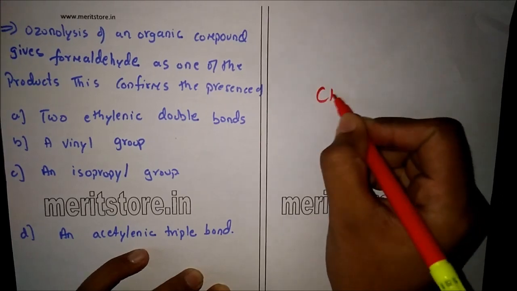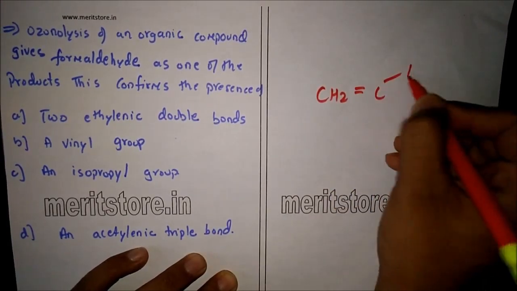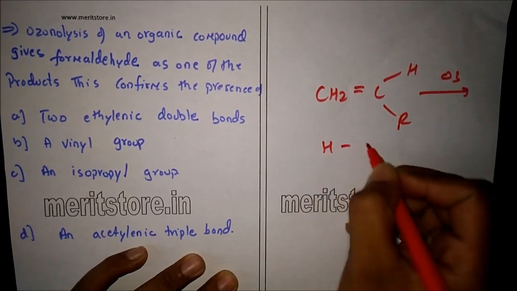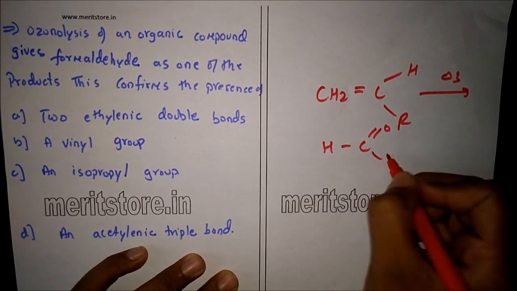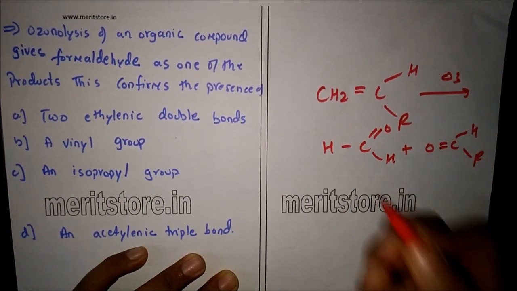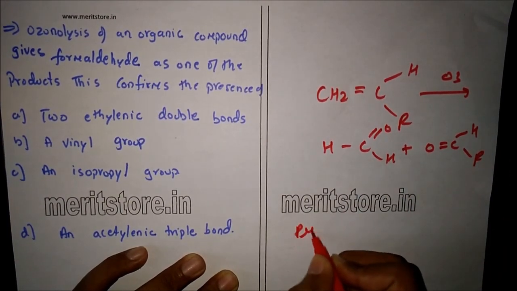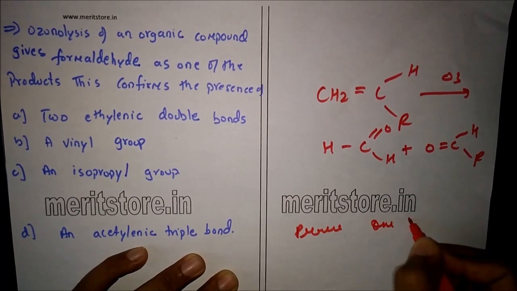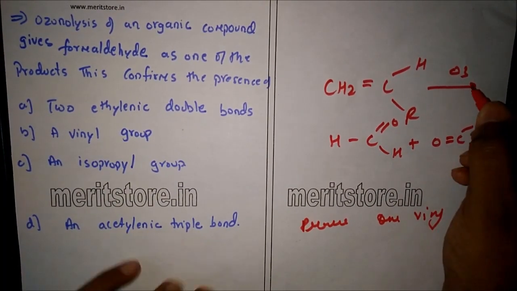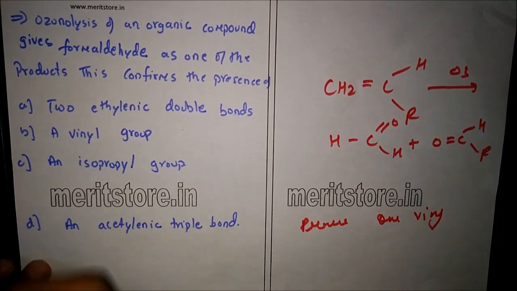Now suppose the reaction is this, which on ozonolysis gives the formation of formaldehyde, H2C=O, plus O=CHR. Therefore, we can see from this reaction that the presence of one vinyl group gives formaldehyde as one of the products in ozonolysis. Therefore, here the correct answer is option B, vinyl group.